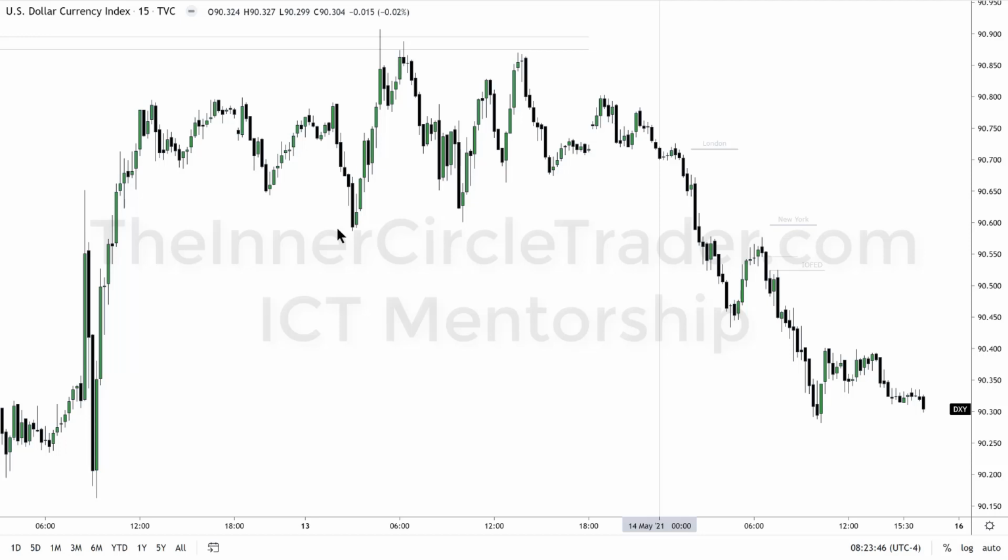And I introduced to the public the differences between classic market structure and institutional market structure. There's no return back to this low as a support-broken-turned-resistance. It doesn't happen. See, it fails here. It doesn't even get up there.